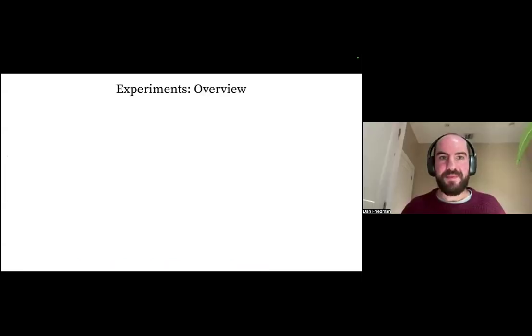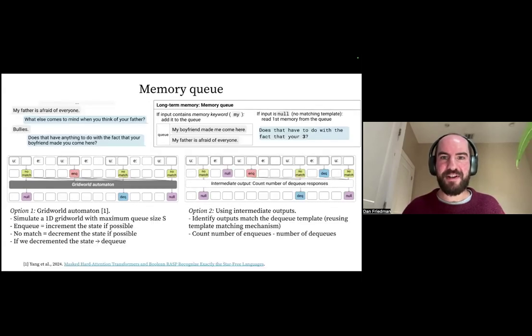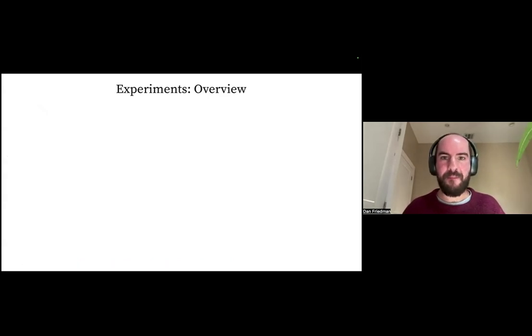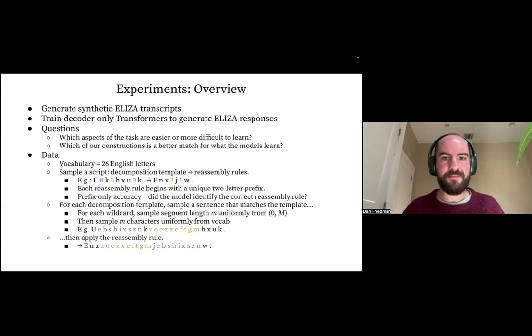So maybe that's a good segue to the experiment section. To recap, we've gone through these different subtasks of ELIZA and thought about different ways that a transformer could carry out these subtasks, and in some cases identified two broad options. In this next part of the talk, I'll describe some of our experiments.